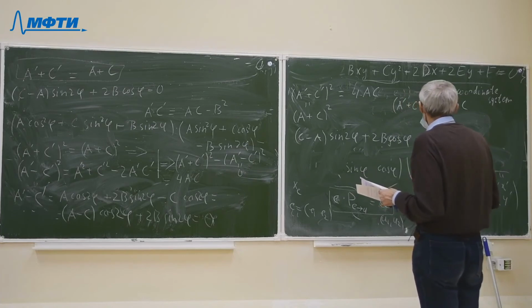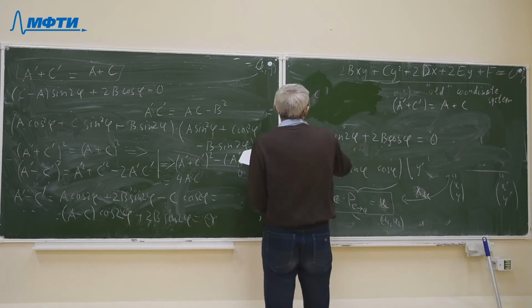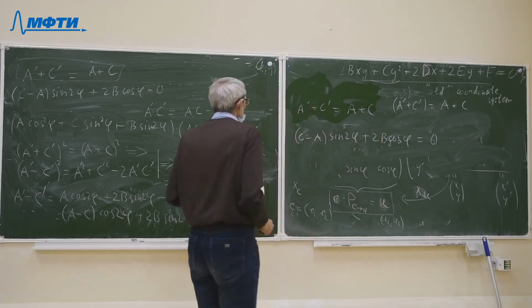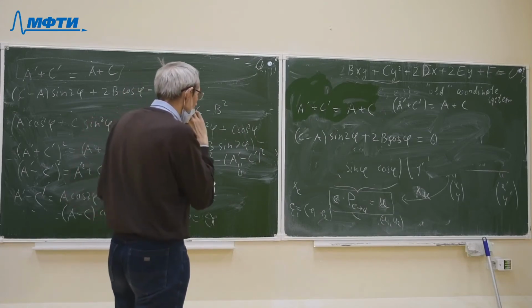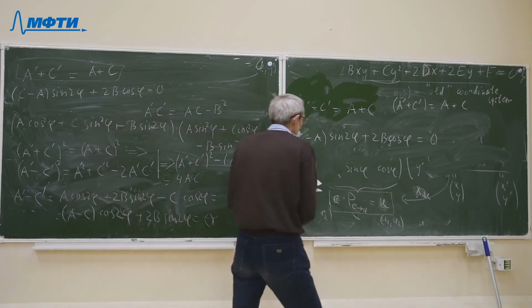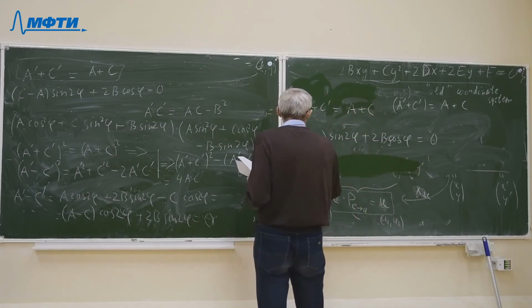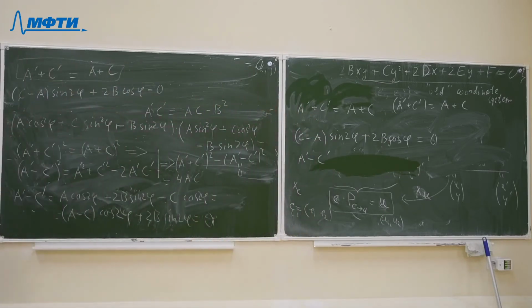Okay. We have two equalities. A prime plus C prime is equal A plus C. And let's calculate A prime minus C prime. Let's consider this difference.